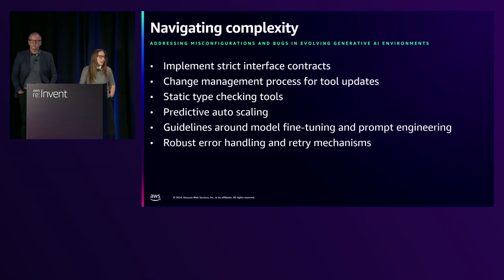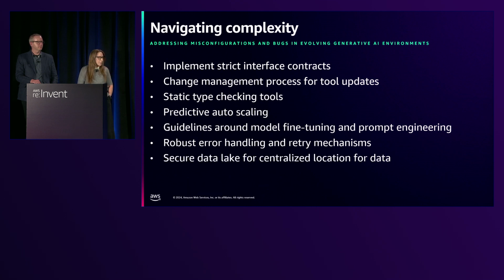Making sure, again, that you're writing robust error handling and retry mechanisms. Especially in those complex data ingest pipelines, you can use things like AWS Step Functions if it's complicated to orchestrate, and also make sure that you take advantage of some of the AWS managed services that have built-in retry and error handling capabilities. And making sure that you have a secure data lake, right? So you have that centralized location for your data, and that you have those governance rules in place that are being abided by.